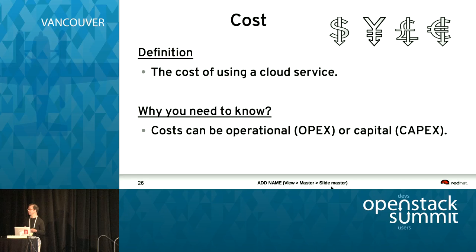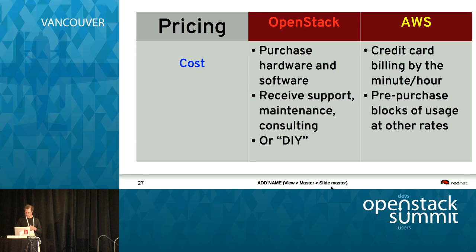So the other way of capital expense they have is what's known as reserved instances. Let's jump here to the slide. So you can do OpEx, credit card billing by the hour, or you can pre-purchase blocks of usage, which is called reserved instances. In that case, you go off and you buy X number of hours and use them, or you don't use them. OpenStack, you have two kinds of expenses.